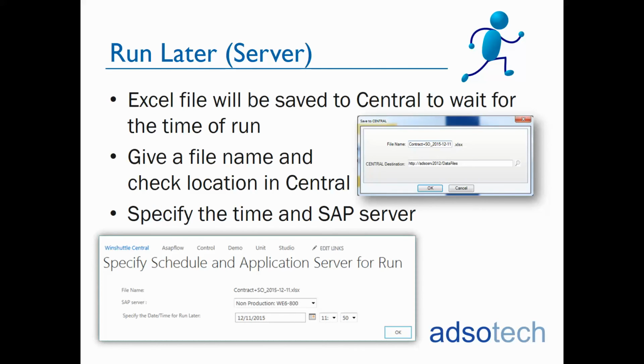Scheduling a run will save a copy of the data file in Central. You should give it a name that helps you separate this data file from all the others that may have been scheduled before and after. That probably means adding the date and possibly your initials to the file name. Central destination should be automatically on the correct site and in the data files folder. Now just specify the SAP server and the starting time for the run.